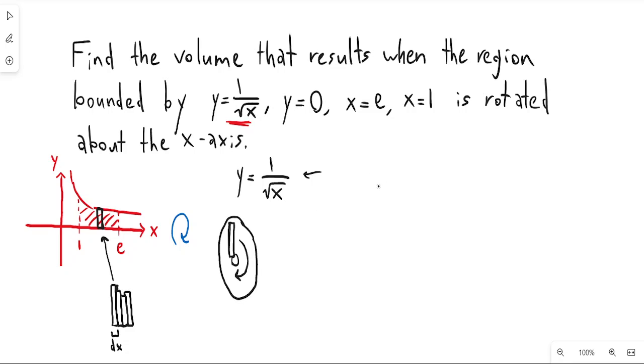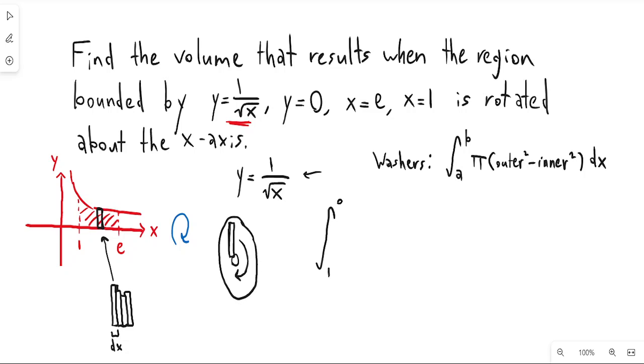What is the formula for the volume using washers? So washers, it's the integral over a to b, and then you want pi times whatever your outer radius is squared. Okay, and then minus whatever your inner radius is squared. And then you integrate, in this case, dx. So in this case, I know what my a and b are. So I know that my a is going to be equal to 1 and my b is going to be equal to e.